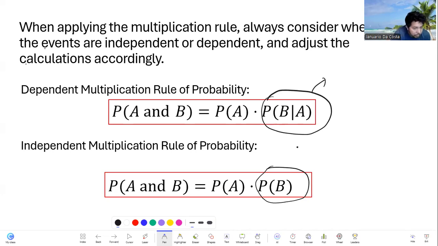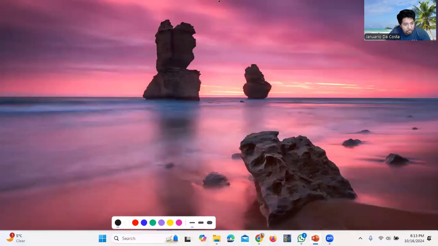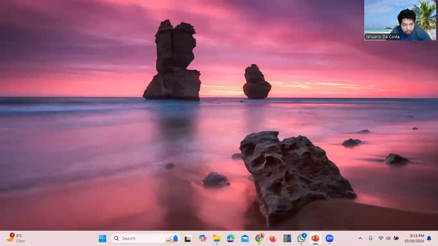Now, let's do an example. What is the probability of getting a head? Okay, so it has to be the other way around.